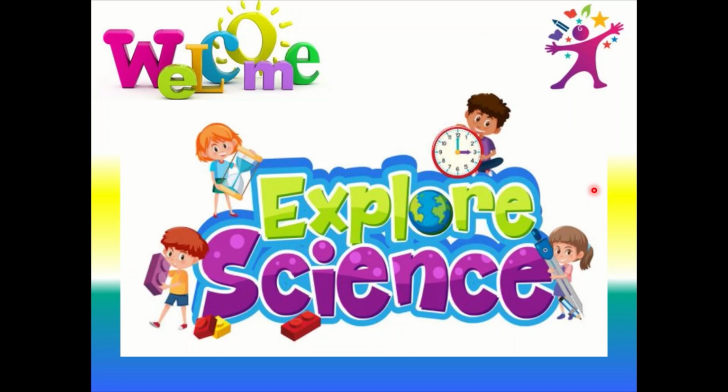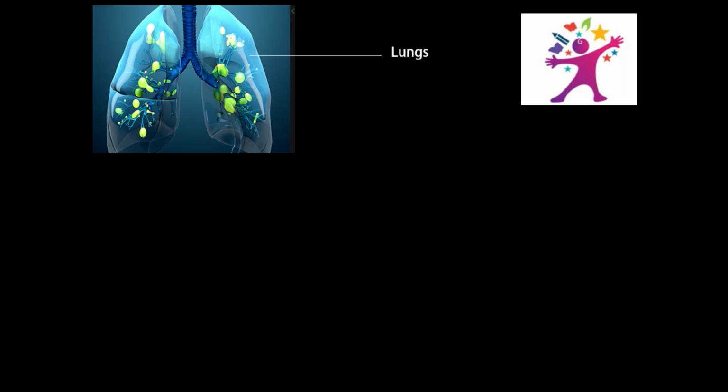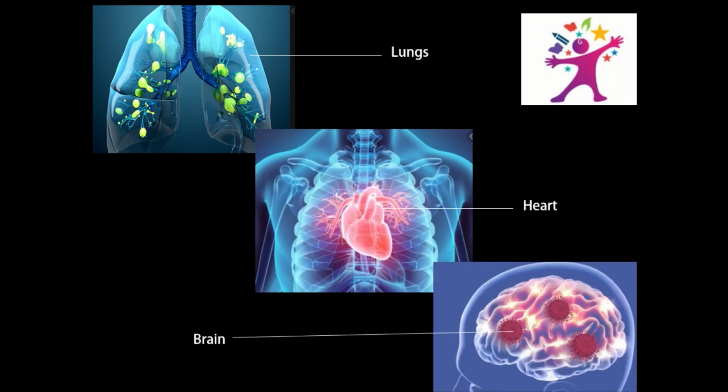In this video, we're going to explore the human respiratory system and discuss how coronavirus enters into the body, and why oxygen levels decrease when corona attacks our body. So let's start exploring. Coronavirus enters the body through the nose, mouth, or eyes into the lungs and rapidly attacks the respiratory system, immune system, heart, brain, and all the other functions in the body.